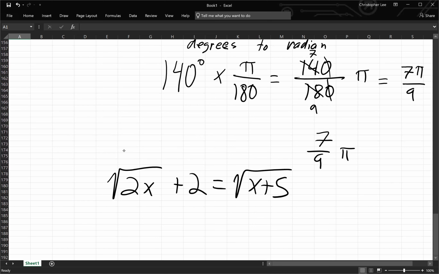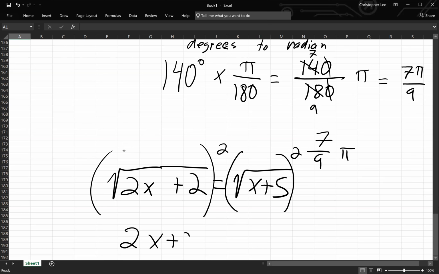Just solve for x. So the issue that you have with this is that square root. Well, that's even easier. That's nothing. The issue you got is the radicals, right? Just square both sides. Just like that. So now you got 2x plus 2 is equal to x plus 5.